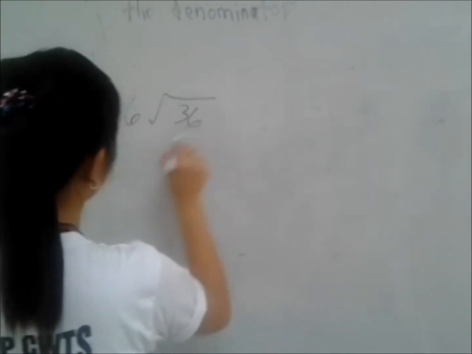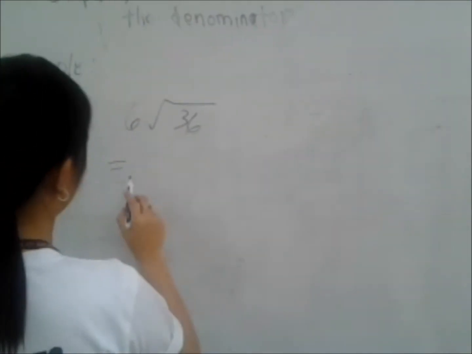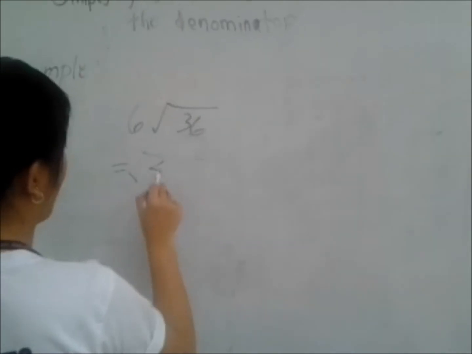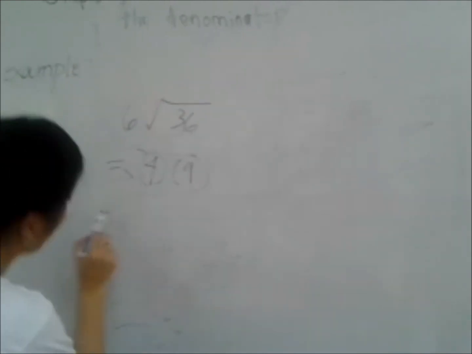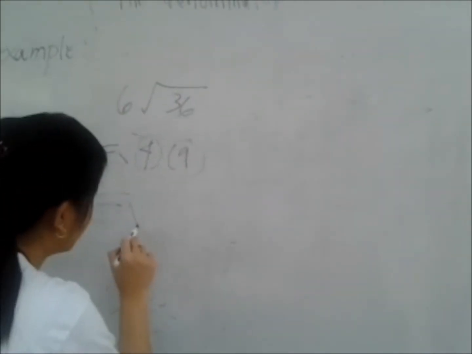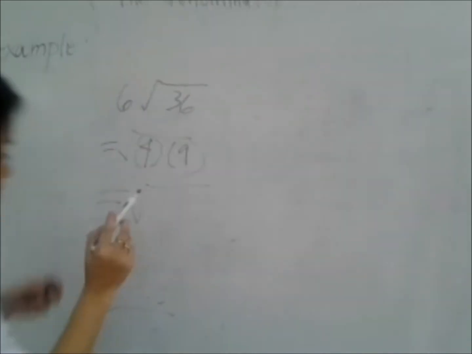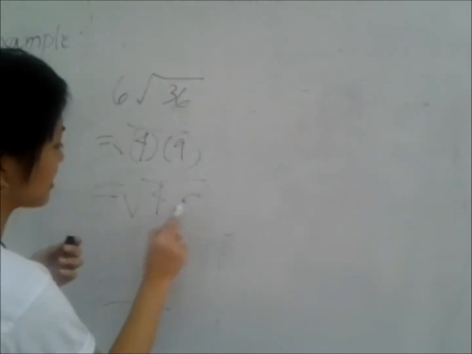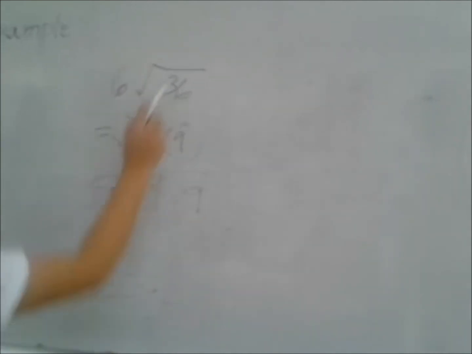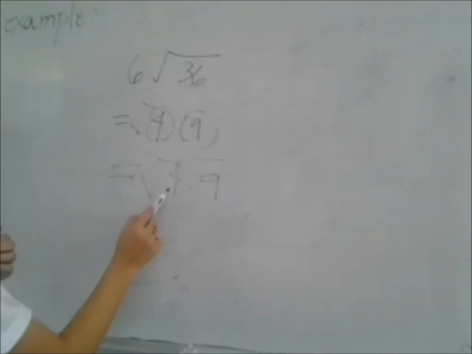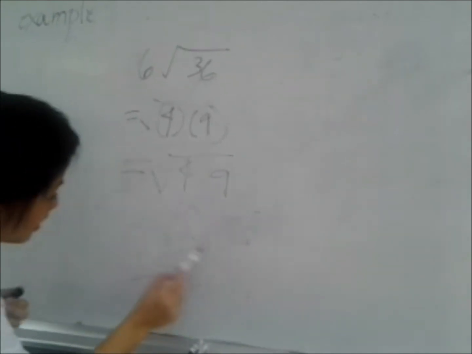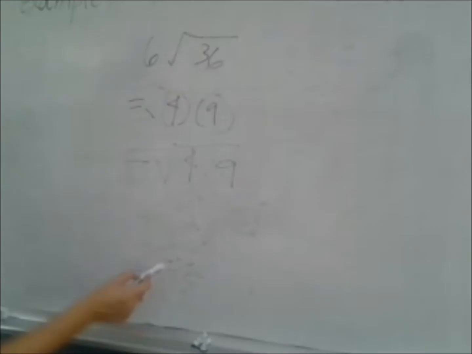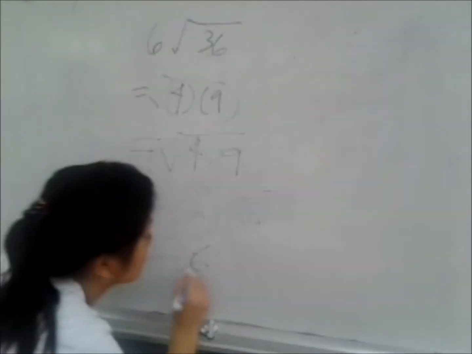6 square root of 36. Tapos, factor of 36 is 4, then 9. Then, square, tapos, ganyan. Tapos, 4 times 9 equals 36, diba? Then, ipa-factor mo to, factor nito is 2, factor nito is 3. Tapos, equals 2 times 3, 6. This is the answer. Lilawan mo yung 6, lilawan mo.